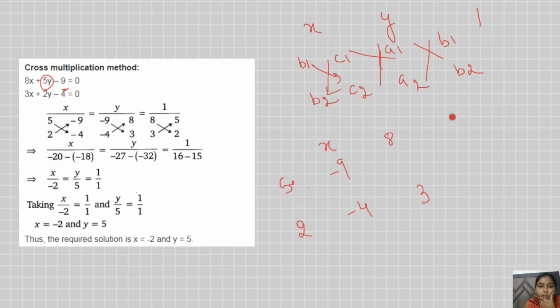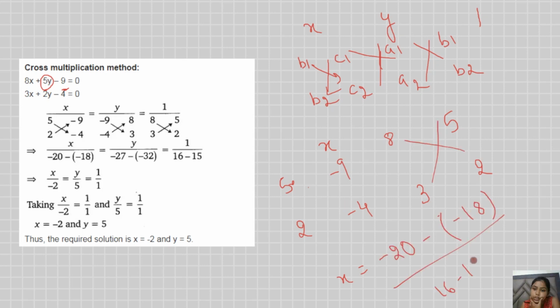X equals to minus 5 into minus 4 is minus 20 minus minus 18, divided by this thing. So you will be getting 16 minus 15. So it is something like minus 2. X will be equals to minus 2, and you can see the answer is very clear here.